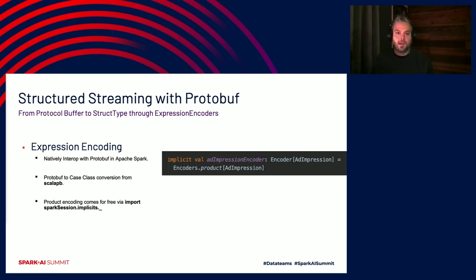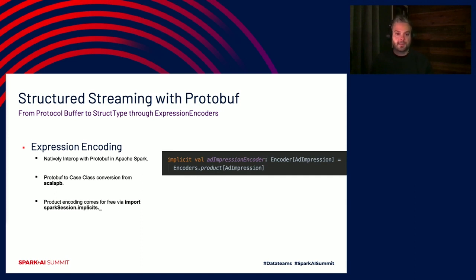So with structured streaming itself with protobuf, the nice thing is that you can use everything that Spark already has baked in internally through its expression encoders library to take protocol buffers, which are compiled. In this case, it's a Scala example through ScalaPB. ScalaPB is a compile library that takes your protocol buffer definitions and creates case classes.